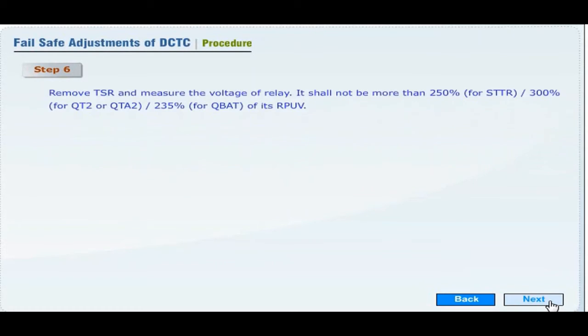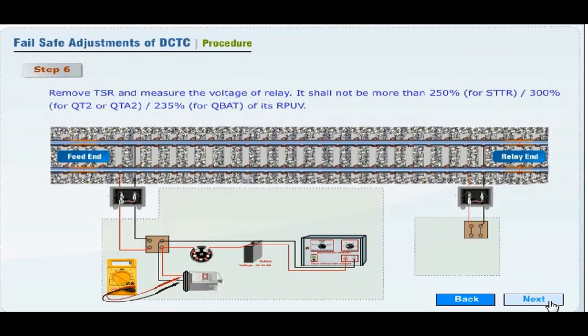It shall not be more than 250% of its RPUV for self-type relay, 300% of its RPUV for QT2 or QTA2 relays, 235% of its RPUV for QBAT relays.